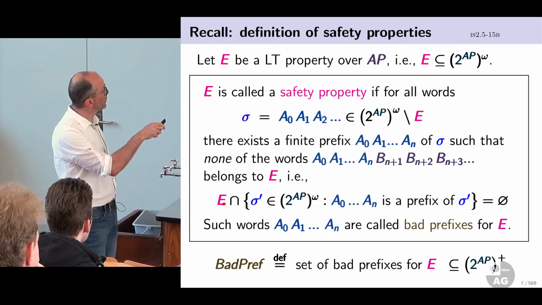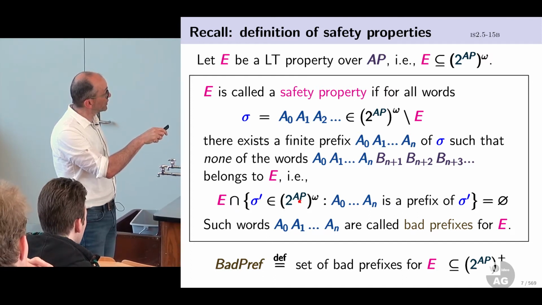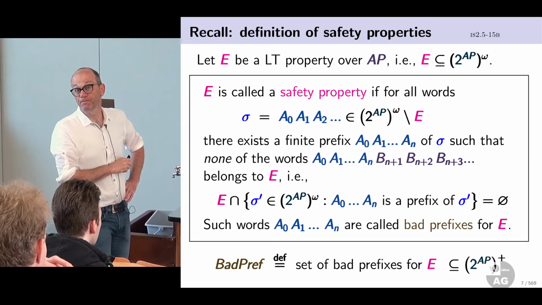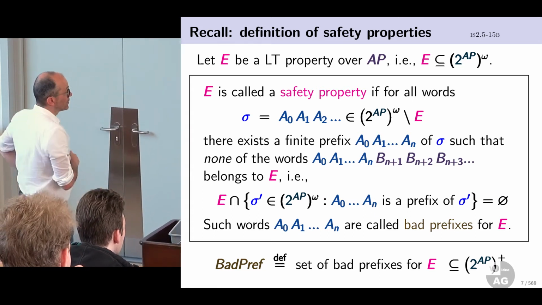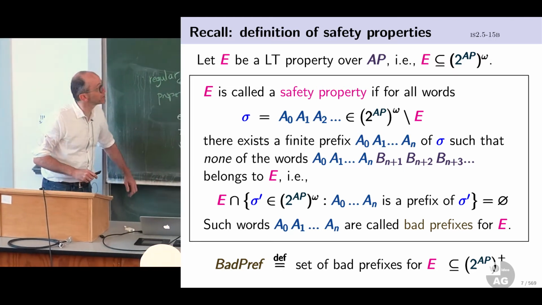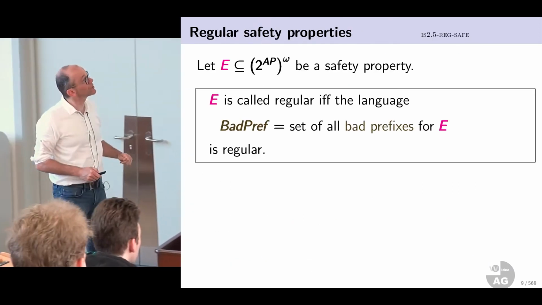If you take the set E and you intersect it with all the infinite words that are extensions of this bad prefix, then this is the empty set. Good. And we use the notation badpref for the set of bad prefixes of a property. So what's a regular safety property?